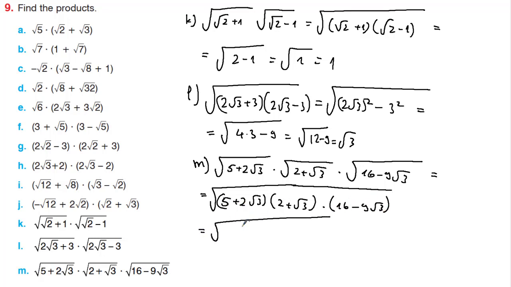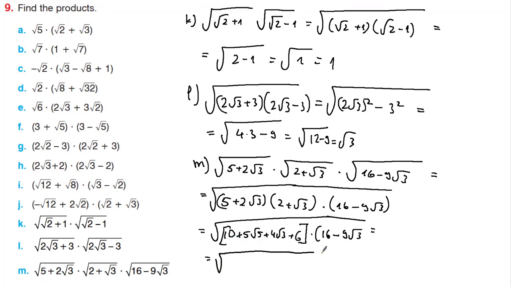Alright, 5 times 2 makes 10. 5 times root of 3 is 5 root of 3. 2 root of 3 times 2 makes 4 root of 3. And 2 times root of 3 times root of 3 makes 2 times 3, 6. All of this as answers should be multiplied to 16 minus 9 root of 3. Alright, that makes how much? 10 and 6, it's 16, plus 9 root of 3 times 16 minus 9 root of 3.